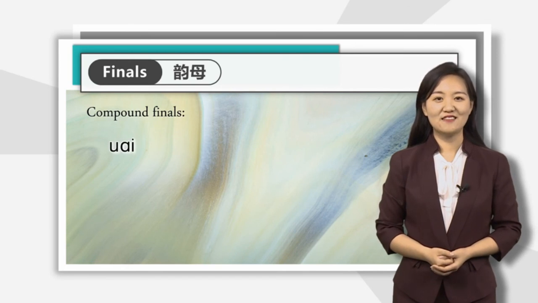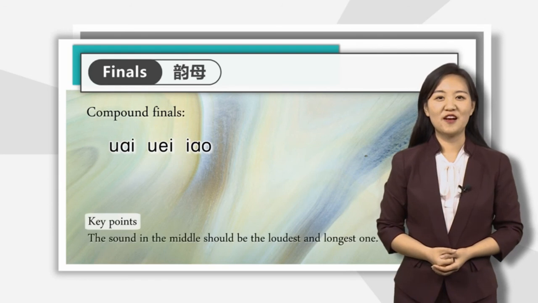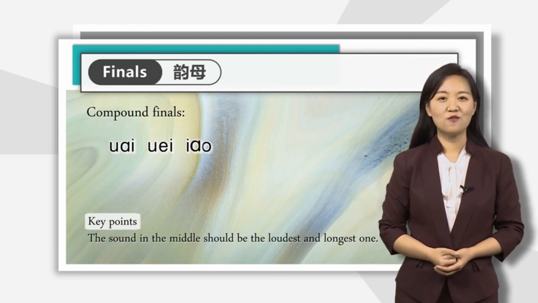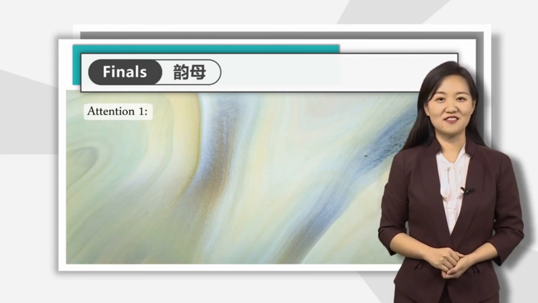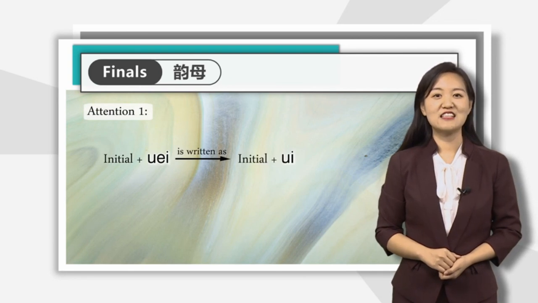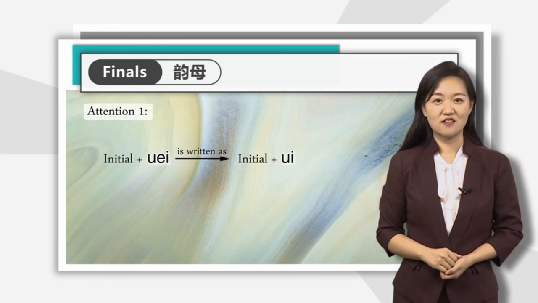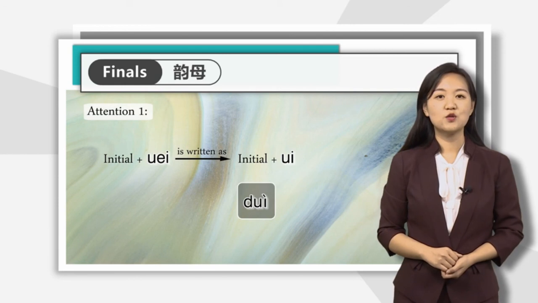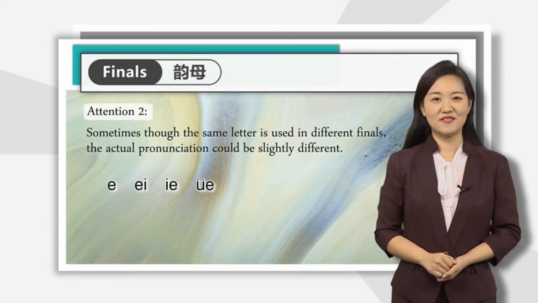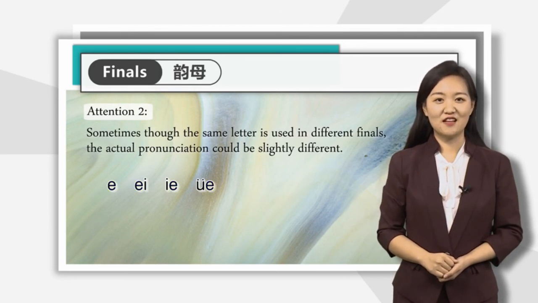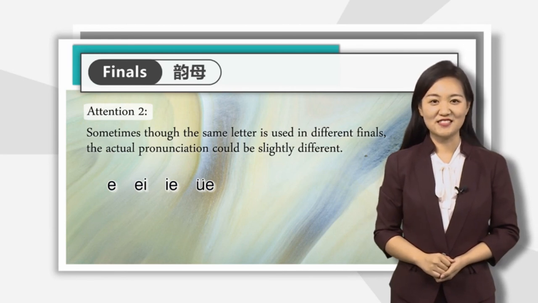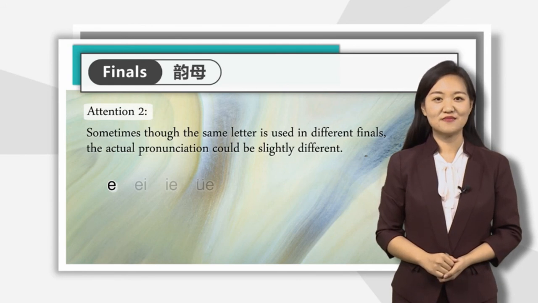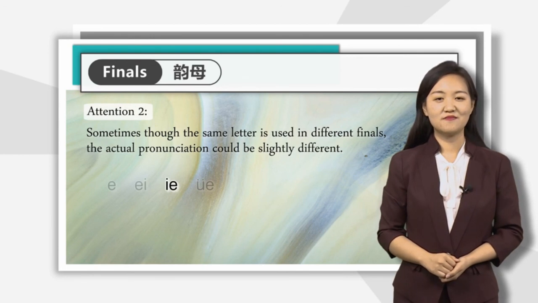Next group. Yao, wei, yao. When pronouncing these three finals, the middle sound should be the longest and loudest one. 跟我读。Iou, uei, yao. Well done. Please pay attention. Wei is written as ui in syllable. The middle letter is omitted. So when pronouncing ui, you should add the e sound in the middle. For example, 对, not 对. And there's another point. For e sound, the single vowels and compound vowels are slightly different. Listen to me. E, ye, yue.